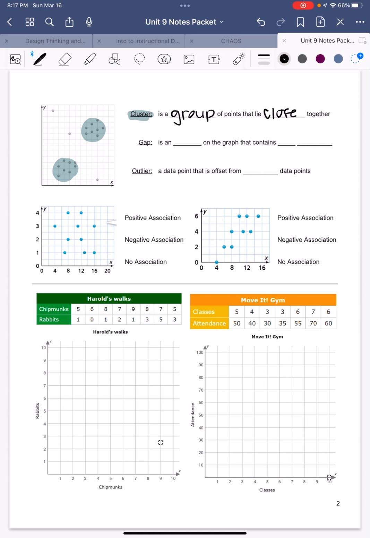Then we have a gap, which is an area on the graph that contains no data. So for example, this would be a gap. There's that spot that really has no data. And then the other thing we're talking about is an outlier, which is a data point that is offset from other data points. So here, this would be an outlier, and this would be an outlier. They're not really with the group.